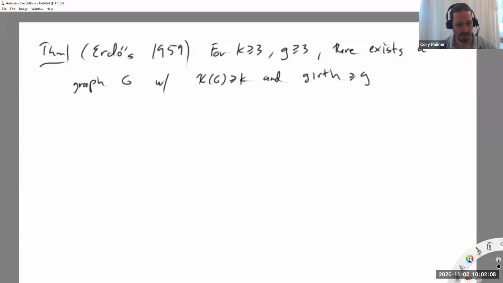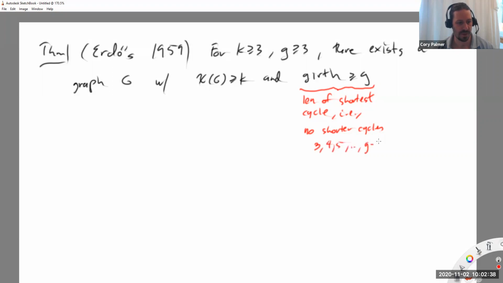Okay, girth has appeared in a homework exercise. Let me just remind you what it is. So the girth of the graph is the length of the shortest cycle, which really, for our purposes, more importantly means there are no cycles of length shorter. So there are no cycles of length 3, 4, 5, all the way up to g minus 1.